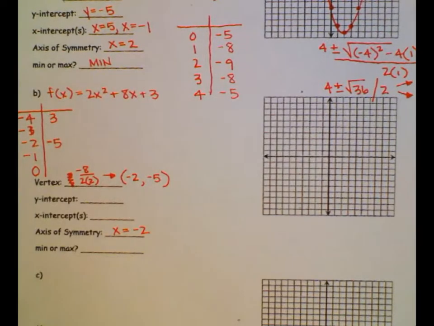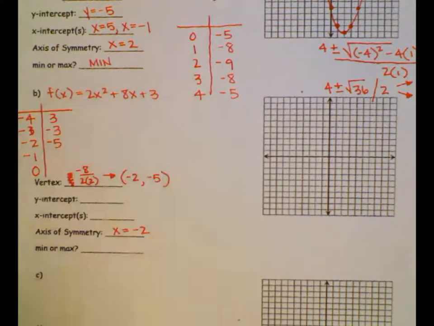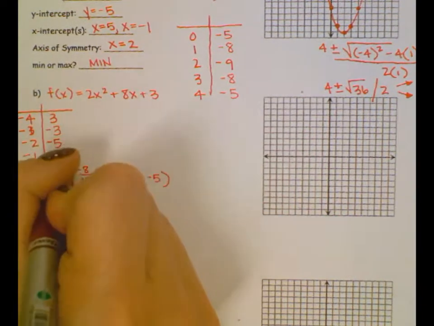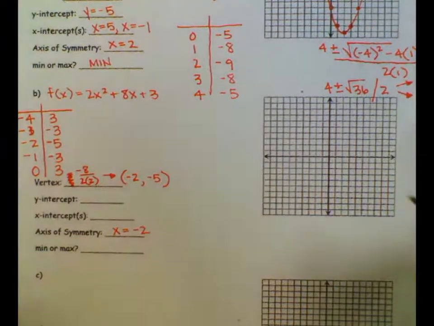I'm going to do my negative 3 next, and I'm going to get negative 3. I'm going to do my negative 1 next, and I'm going to get negative 3. So what do you think I'm going to get with 0? Yes, 3. All right, let's go ahead and put it over here on the graph.